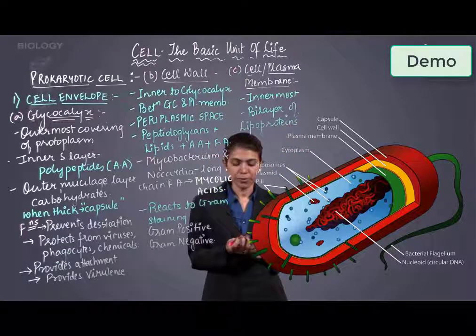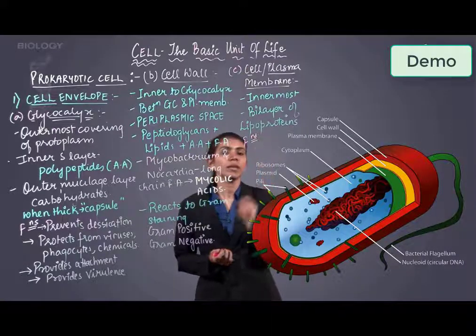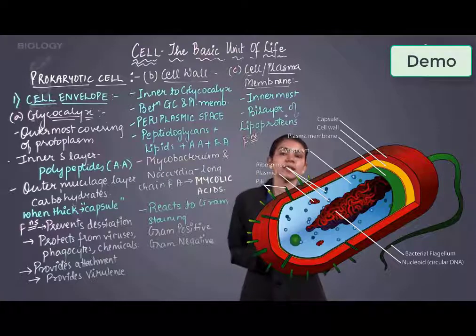Coming to the functions of the plasma membrane, the plasma membrane is a very important structure. And the functions, first function is that it serves as a barrier.